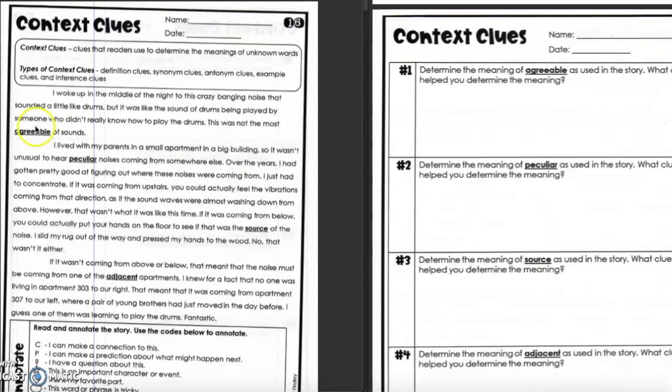So I'm going to come over here to my passage and I'm going to find agreeable. Now, the second thing I need to do to determine the meaning of the word or answer the question is I need to read the sentences around it and look for those context clues that help me determine the word's meaning, words that tell me what it might mean, or words that tell me what it might not mean.